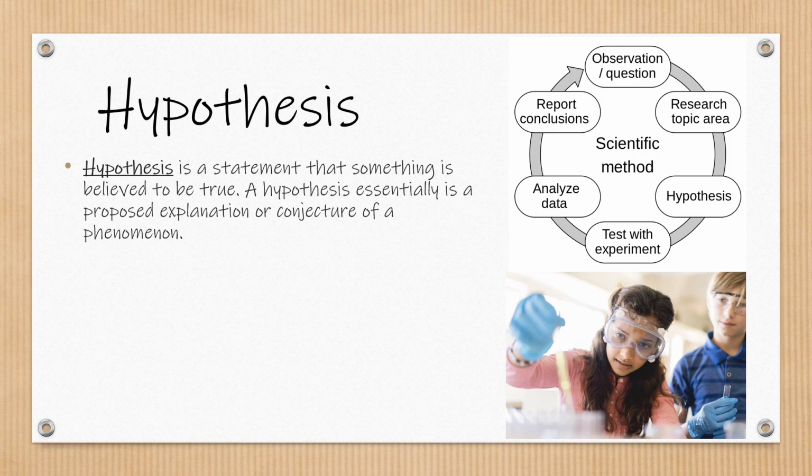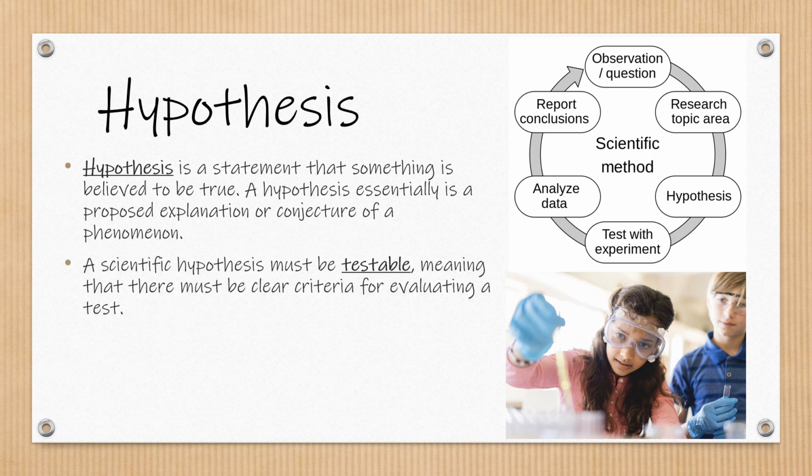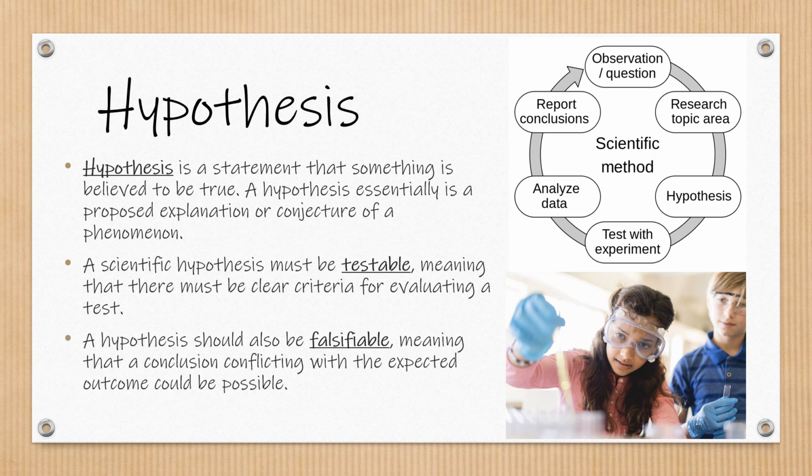So what is a hypothesis? A hypothesis is a statement that something is believed to be true. A hypothesis essentially is a proposed explanation or a conjecture of a phenomenon. As stated before, a scientific hypothesis must be testable, meaning that there must be some clear criteria for evaluating a test. A hypothesis should also be falsifiable, meaning that a conclusion conflicting with the expected outcome could be possible.